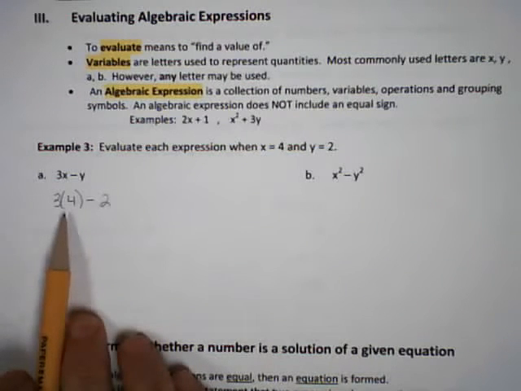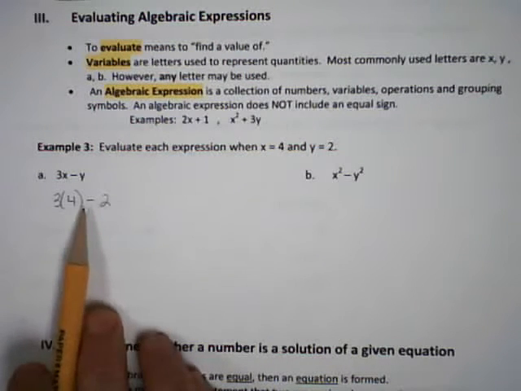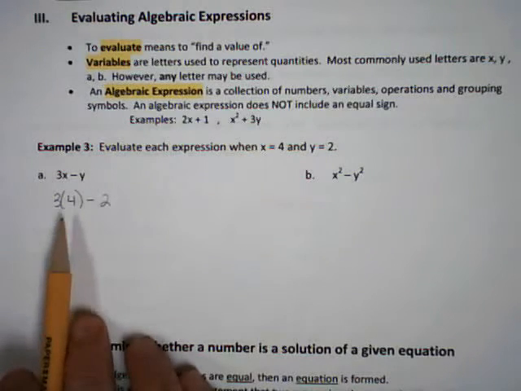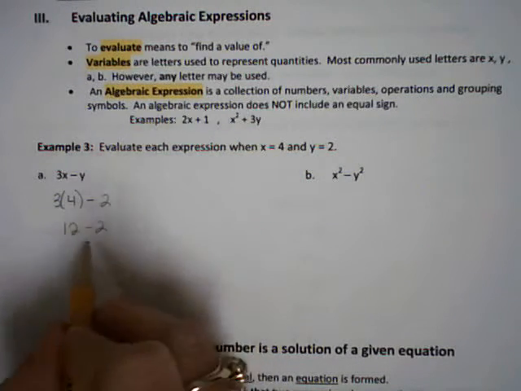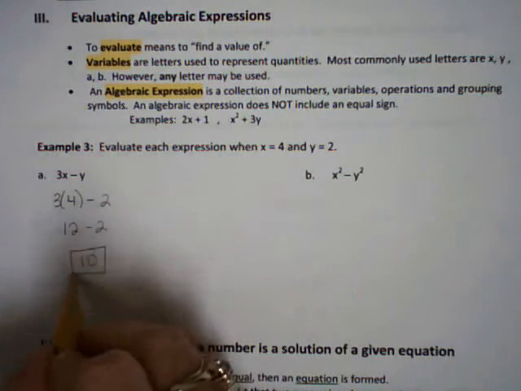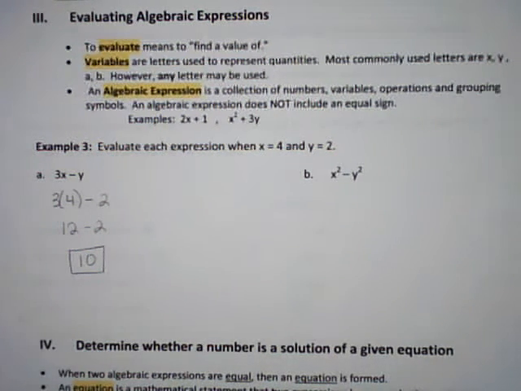So what would I do first? I have multiplication and subtraction, so multiplication would have to be done first. 3 times 4 is 12. 12 minus 2 is 10. So 10 would be your answer.